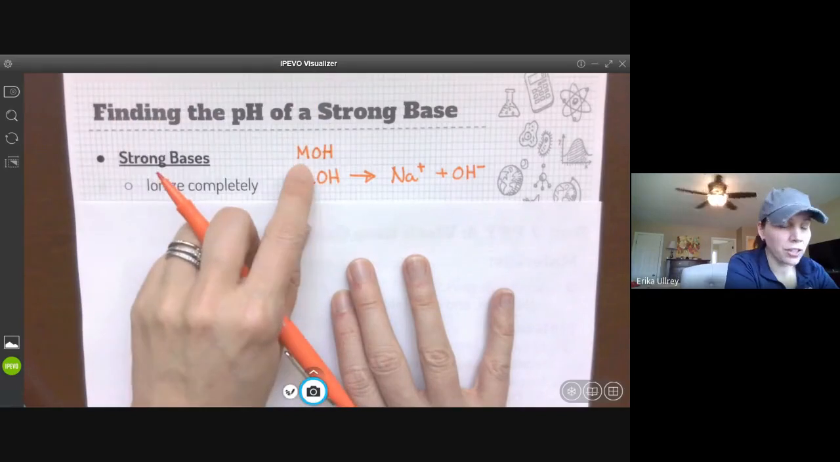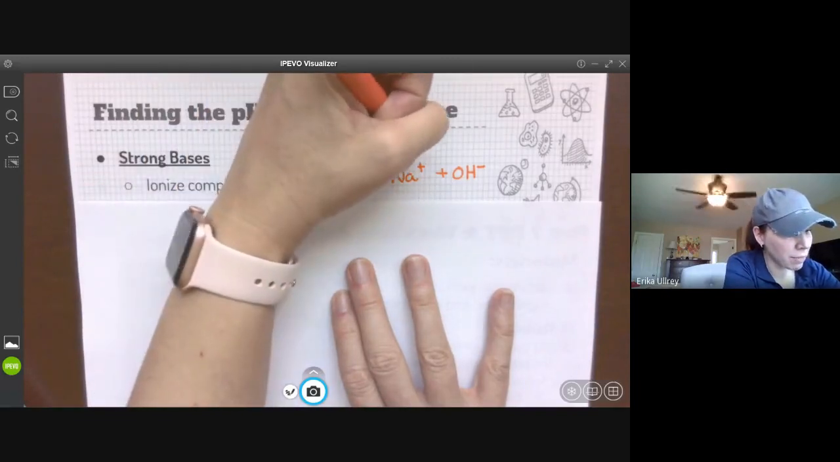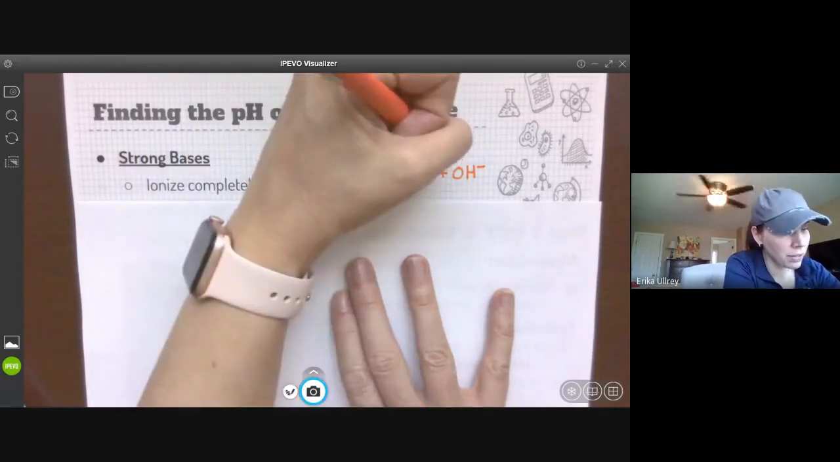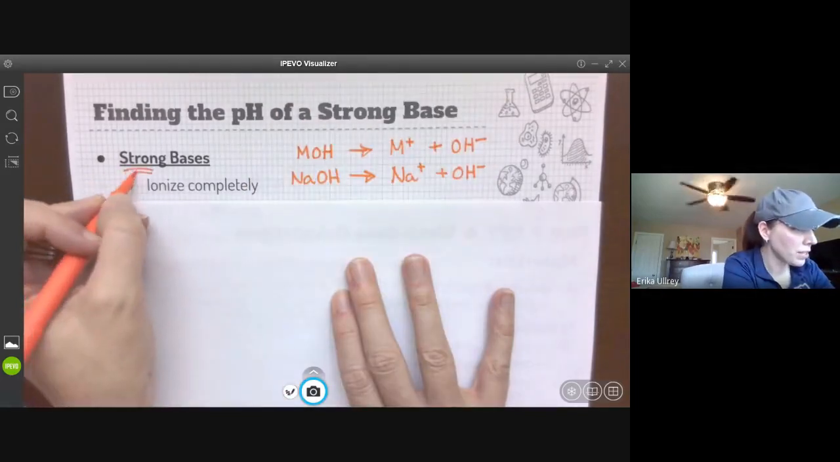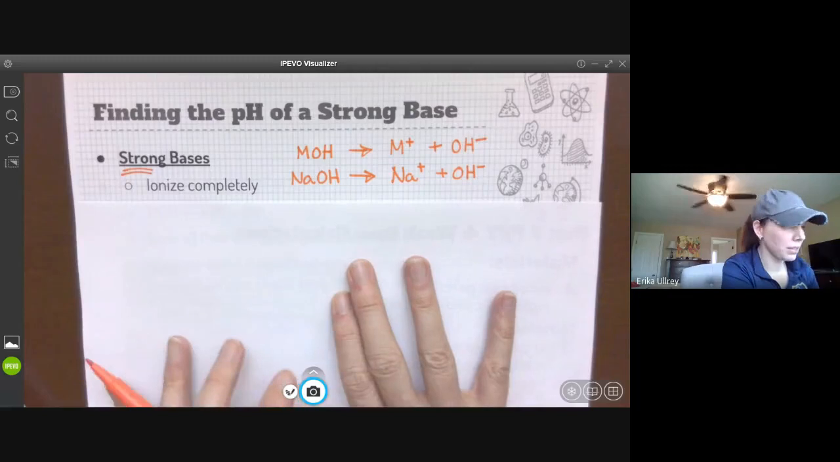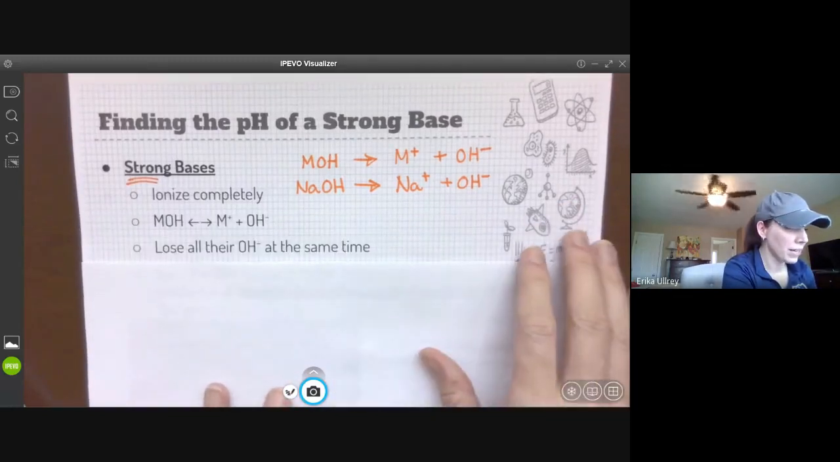The M stands for the metal, so either a group 1 metal or a heavy group 2. We write that as M plus, meaning the metal ion, plus a hydroxide ion. When we have a strong base, this ionization happens completely. They lose all of their OH at the same time.